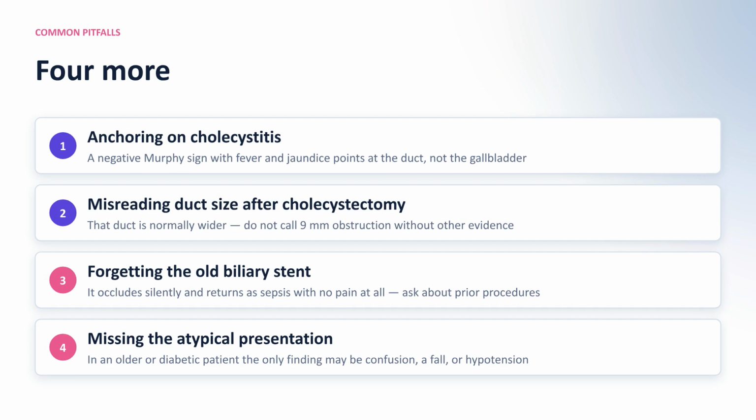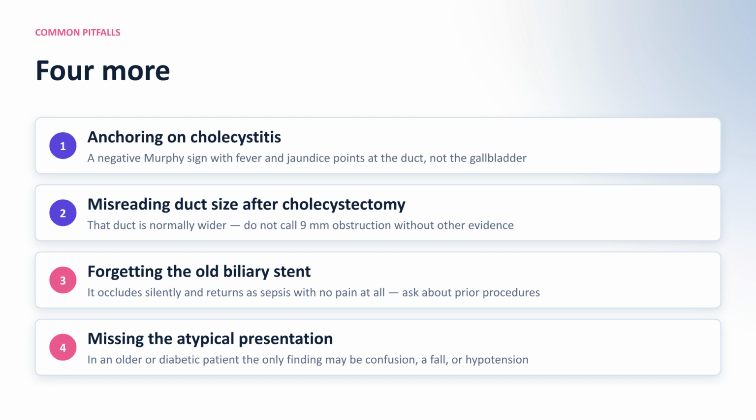A negative Murphy sign with jaundice and fever should push you toward the duct, not the gallbladder. 6th, misreading duct size. After a cholecystectomy, the common bile duct is normally wider, so do not call a 9 mm duct obstruction in that patient without other evidence. 7th, forgetting the stent. An old plastic biliary stent occludes silently and presents as sepsis with no pain at all, so ask about previous procedures every time.